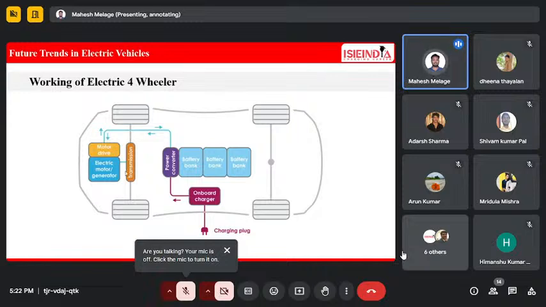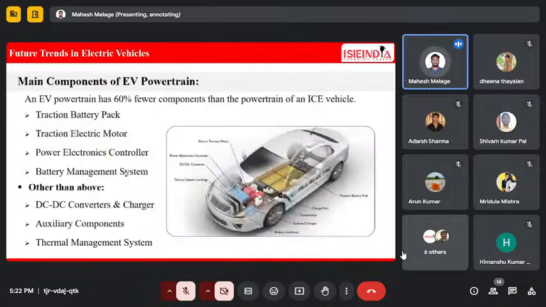This is the architecture diagram or construction diagram of the electrical four-wheeler. So what are the main components in an electrical vehicle? Basically, the main component is the battery, which is called the traction battery. Second is the electrical motor. Third is the power converter unit and battery management system.